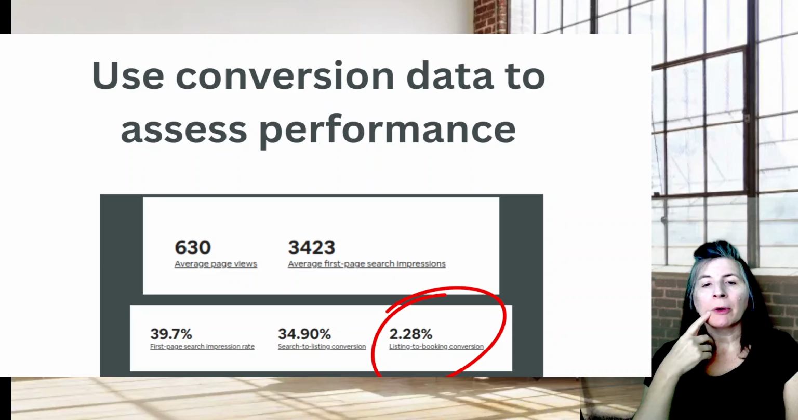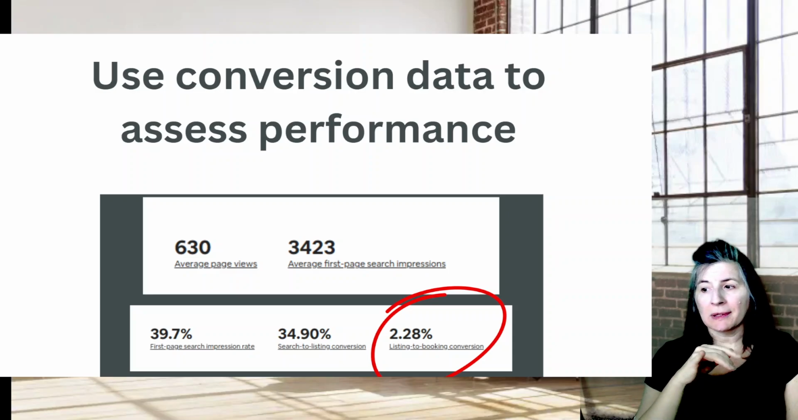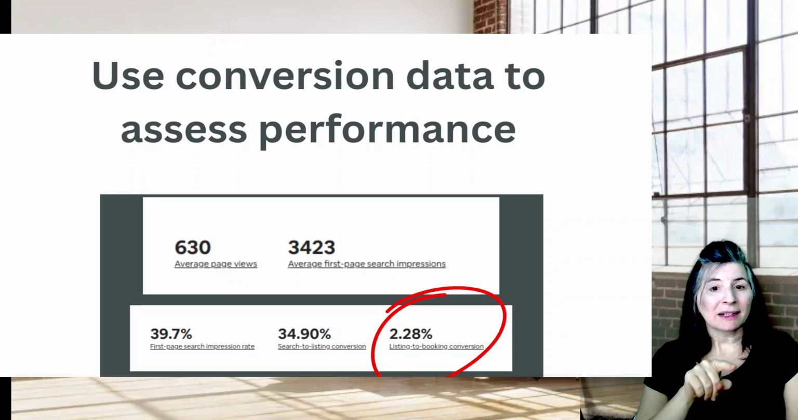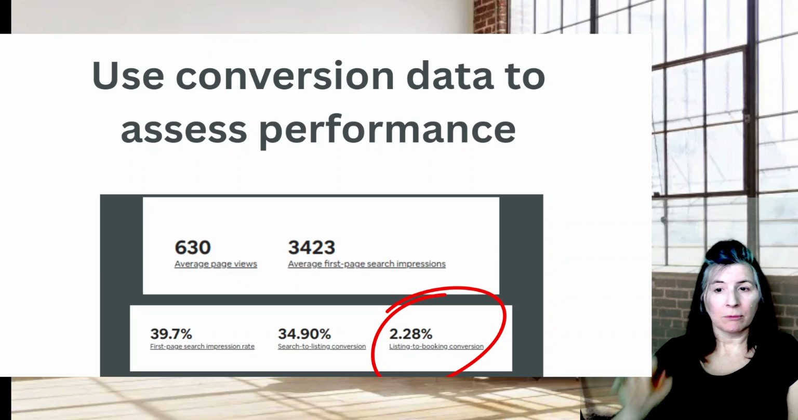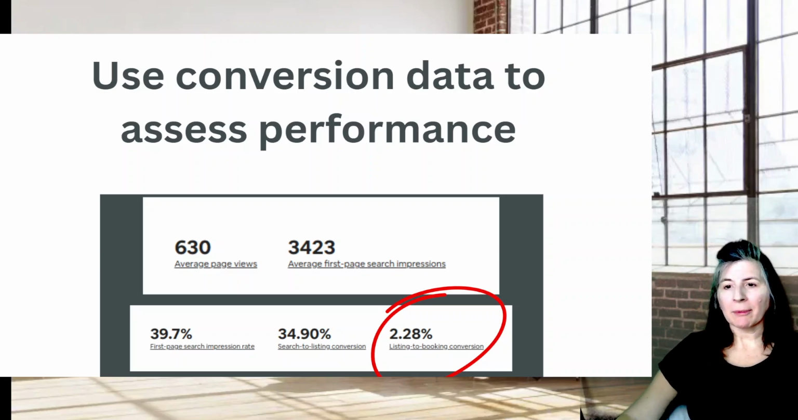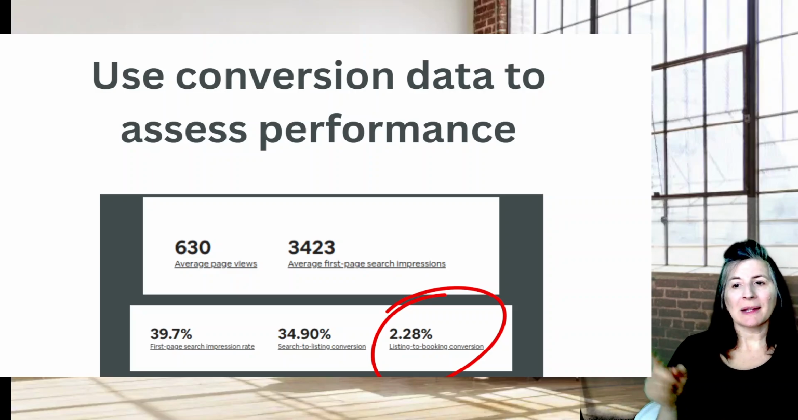If you are in Vrbo, you're maybe figuring out yourself. So the top one there, that first page, first impression, I would divide my 630 by my 3423 to get my impression to click rate, which is 18%, which is perfectly normal. But now we're going to talk about this listing to booking. So what percentage of time do you get a booking?